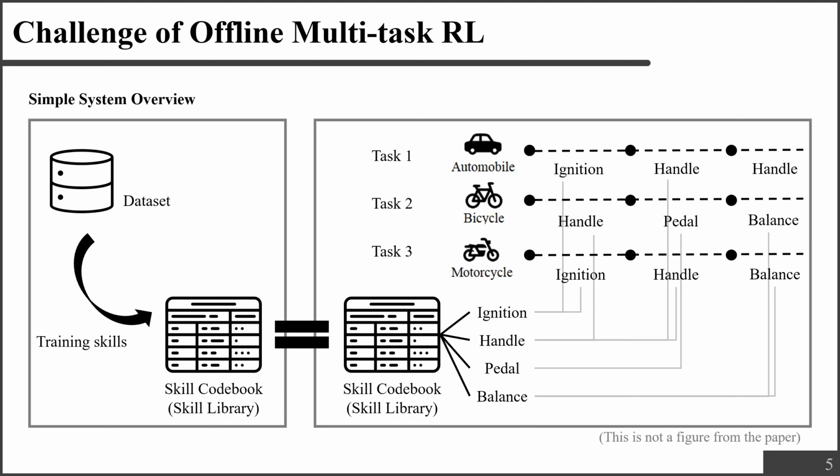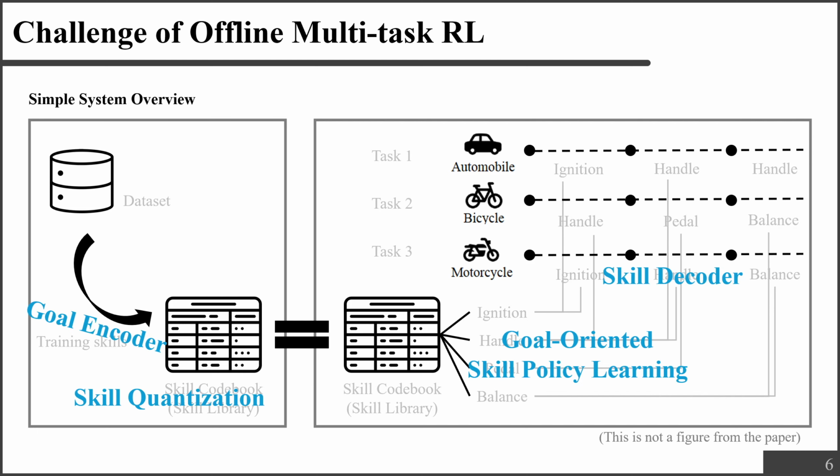Here's a simple system overview. From the given datasets, they learn both common skills and task-specific skills and build a discretely clustered skill library. Then, for multitask learning, they split each task into fixed time steps and at each step decide which skill to use. In the paper, this process is described as goal encoder, skill quantization, skill decoder, and goal-oriented skill policy learning.